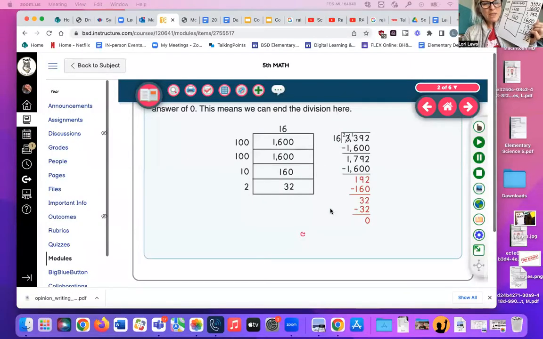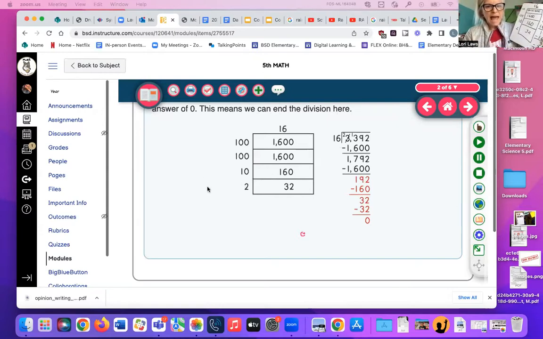So 32 is 2 16s. I know that because I know 16 and 16 would be like 10 plus 10 plus 6 plus 6. 10 and 10 is 20, 6 and 6 is 12. 20 and 12 is 32. So 2 more makes 32. Minus 32 means I've used up all of my numbers, no remainder. But how many 16s were there in there?